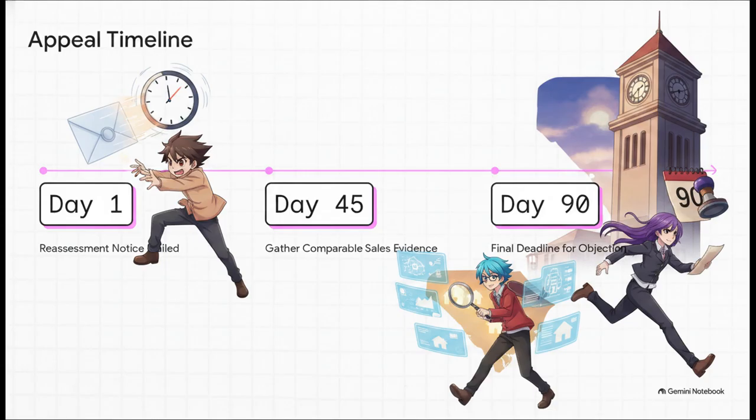On day 1, when that reassessment notice is mailed, the clock starts ticking immediately. You have a strict 90-day window to file a formal written objection. That day 90 deadline is huge. This isn't just a casual phone call or an email, guys. If you miss this 90-day window, you generally lose your right to appeal the value for that entire tax year.